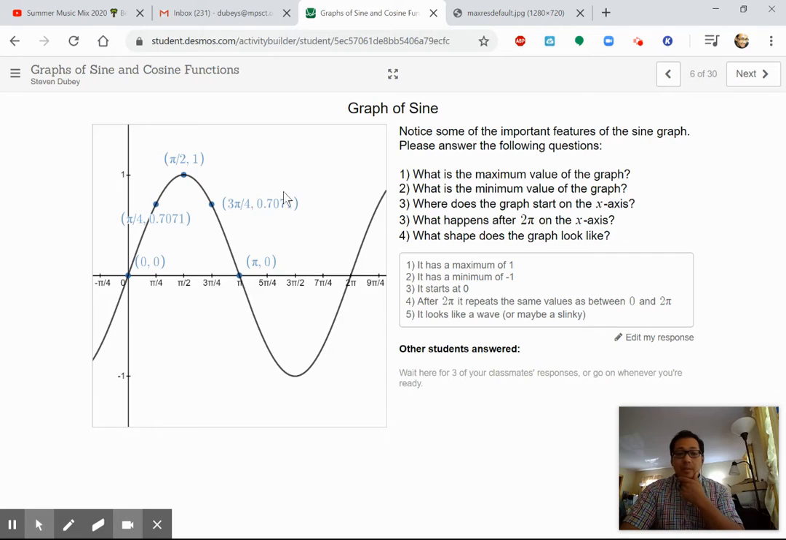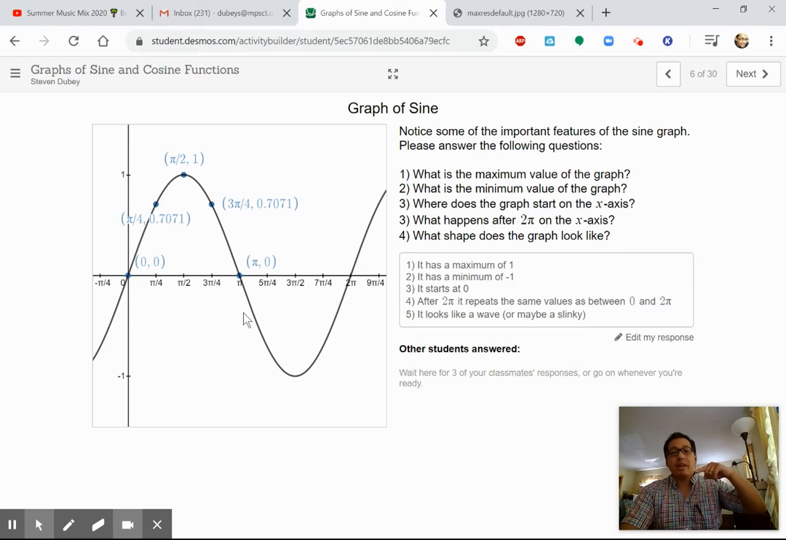So it has a maximum value, if you notice, of 1 is the highest value it goes. And if you think about the unit circle, what's the highest the y coordinate goes? It goes up to 1. It has a minimum value of -1. The graph starts at 0 because if we start at 0, the y coordinate is 0.